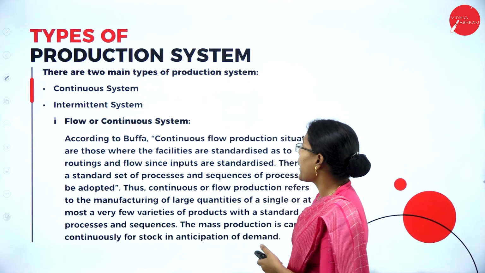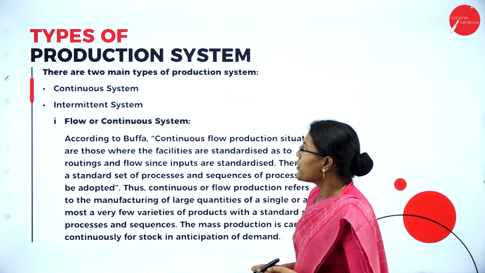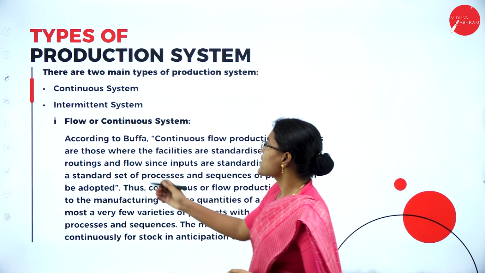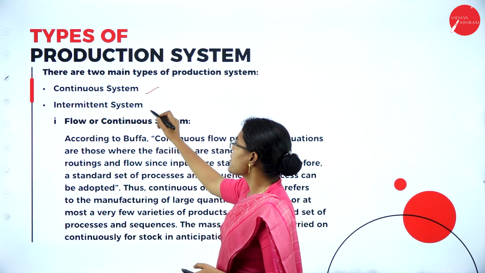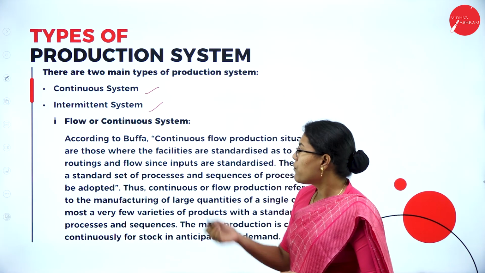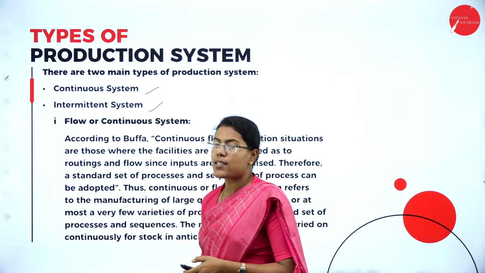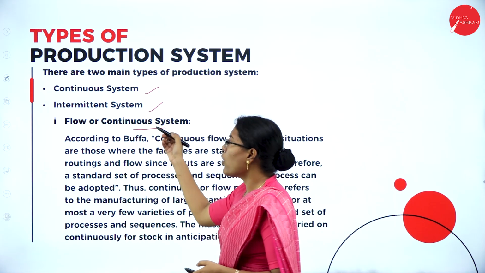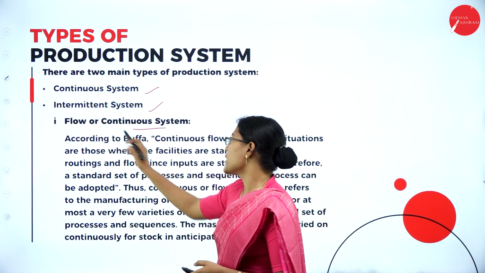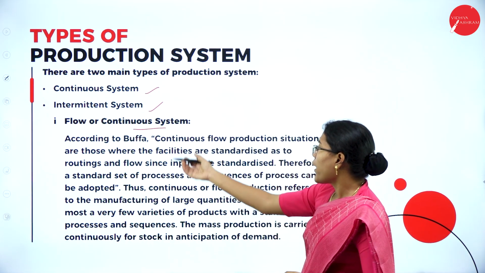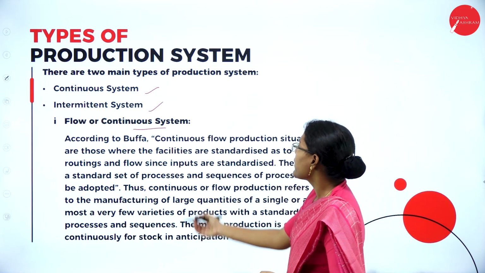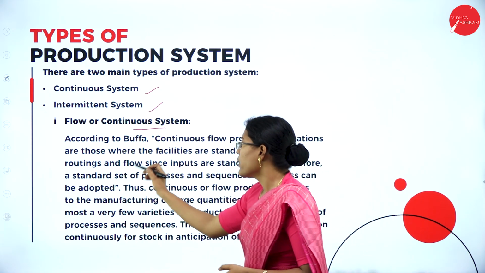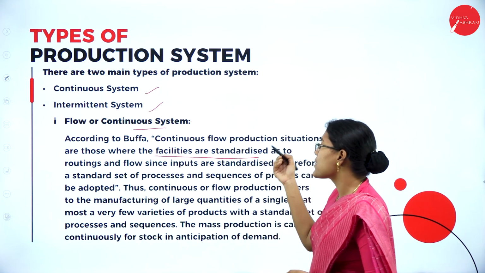Moving on to the types of production system. Basically, we have two types of production system. One is the continuous system, the other one is the intermittent system. First, let us discuss the continuous system. As the name itself indicates, the continuous system is also called the flow system. It refers to, according to Buffer, continuous flow of production situations where the facilities are standardized.